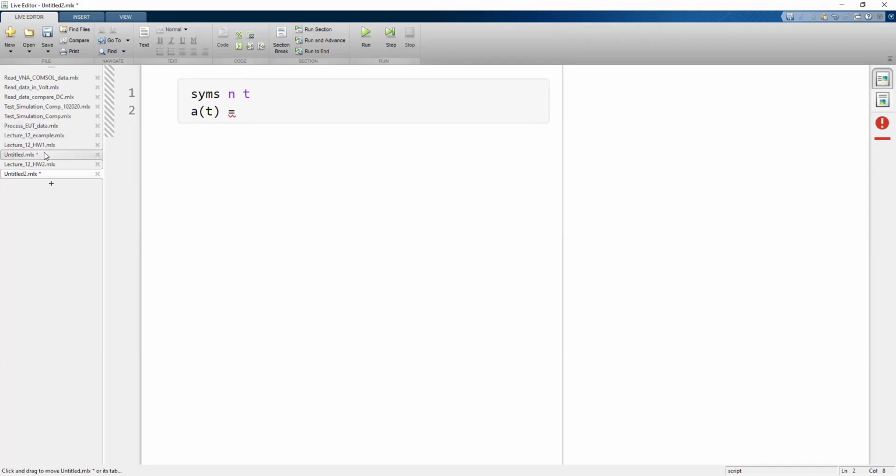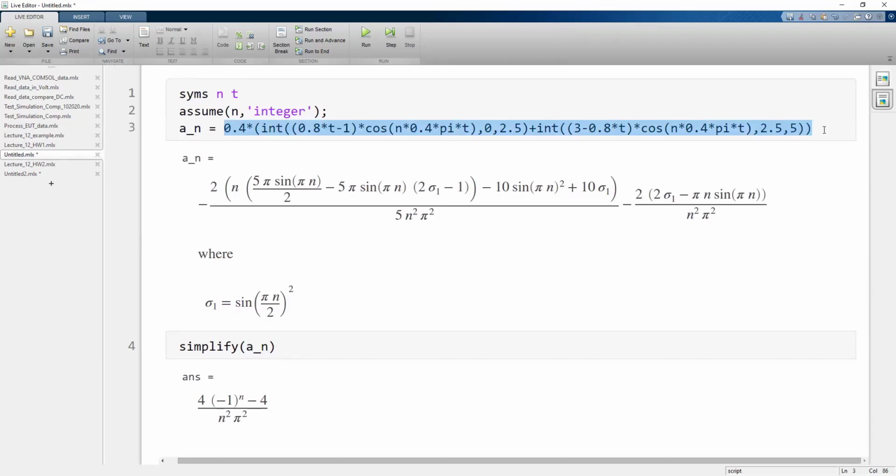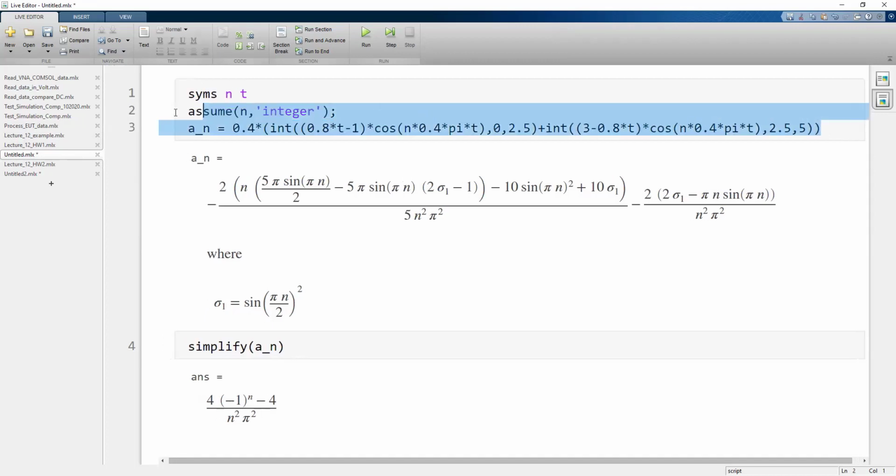I don't want to type in everything. I'm just going to keep copying and pasting.